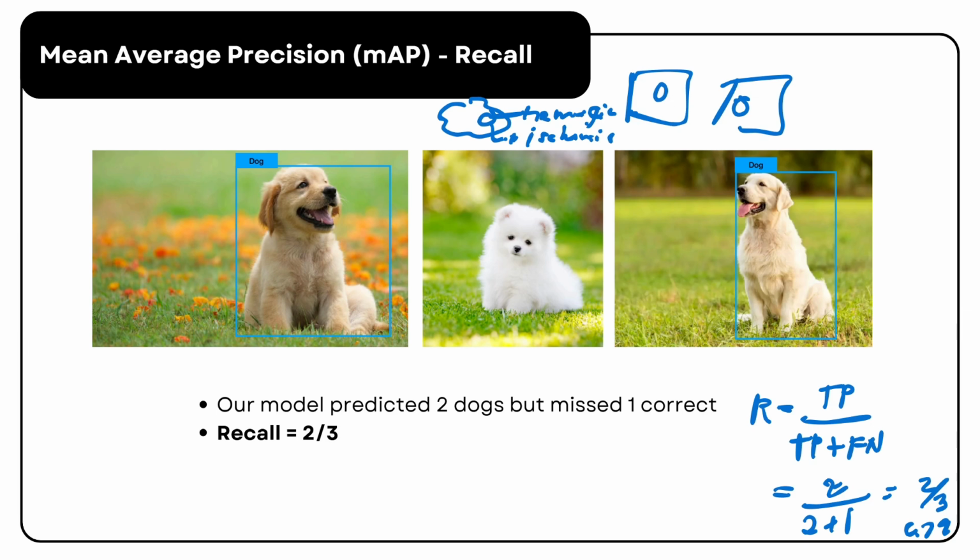Okay, so mAP considers both these measures over different thresholds to judge overall model quality.